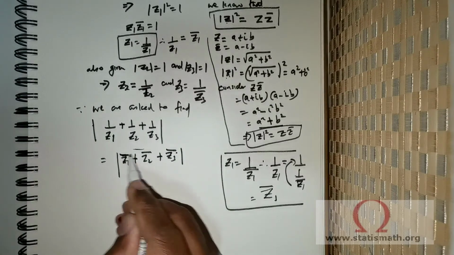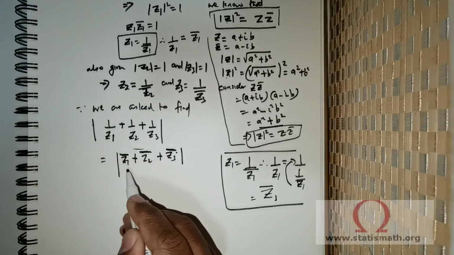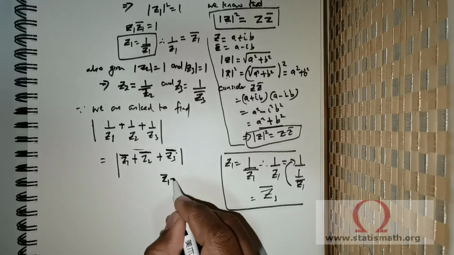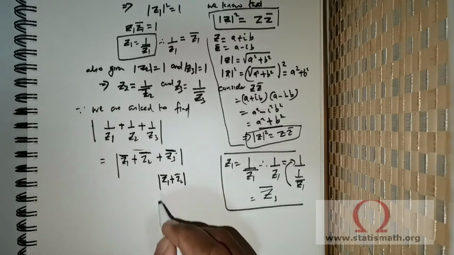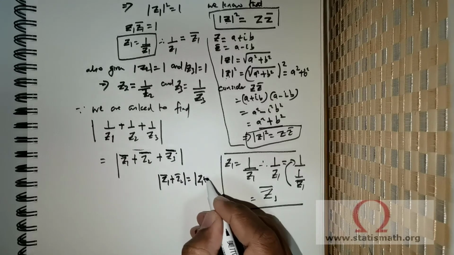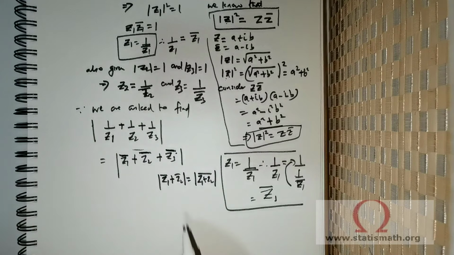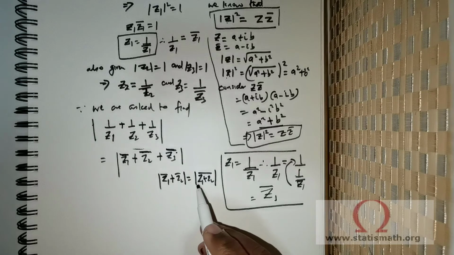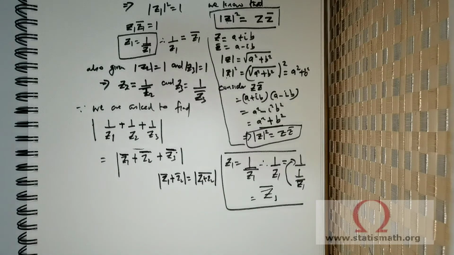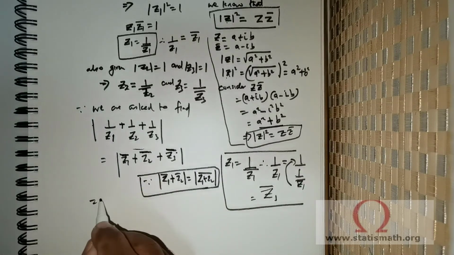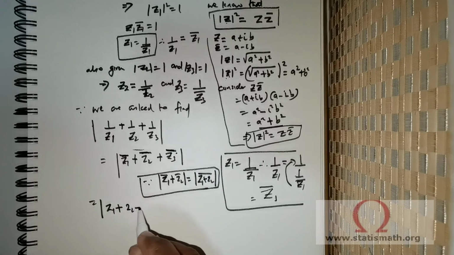Now you have to know these are all sums of the conjugates. By property, z1 conjugate added with z2 conjugate can in fact be rewritten as z1 plus z2, the whole conjugate. That means the modulus of the sum of the conjugates is equal to the modulus of the conjugate of the sum. Because of this property, I can rewrite this as modulus of z1 plus z2 plus z3, and take the entire modulus.